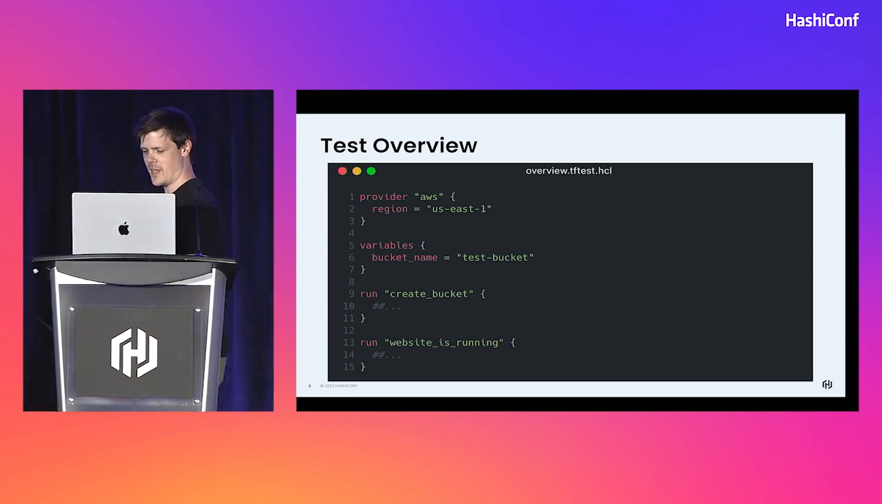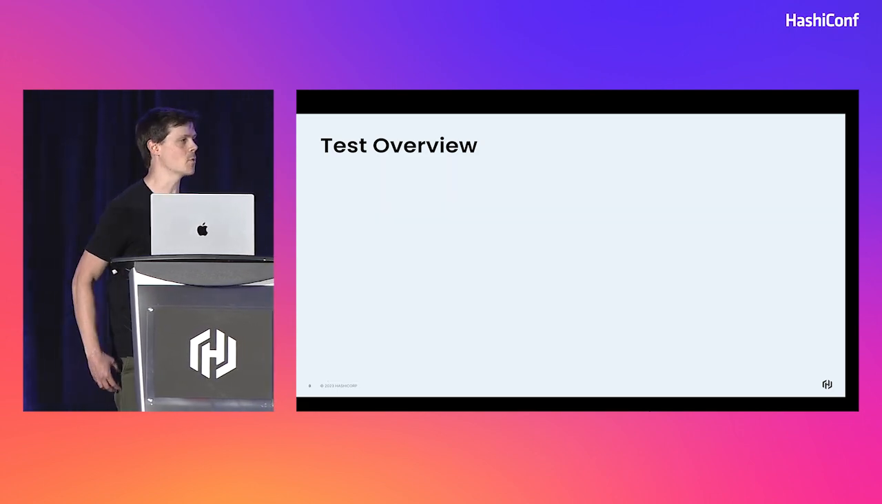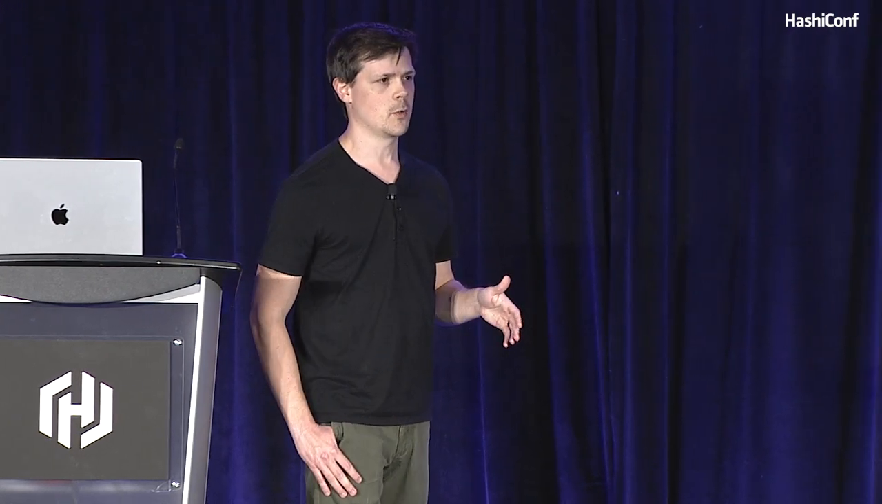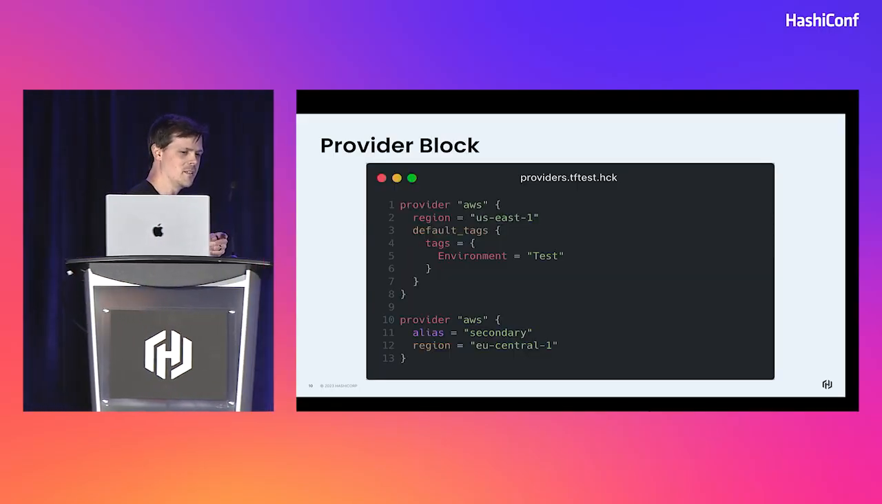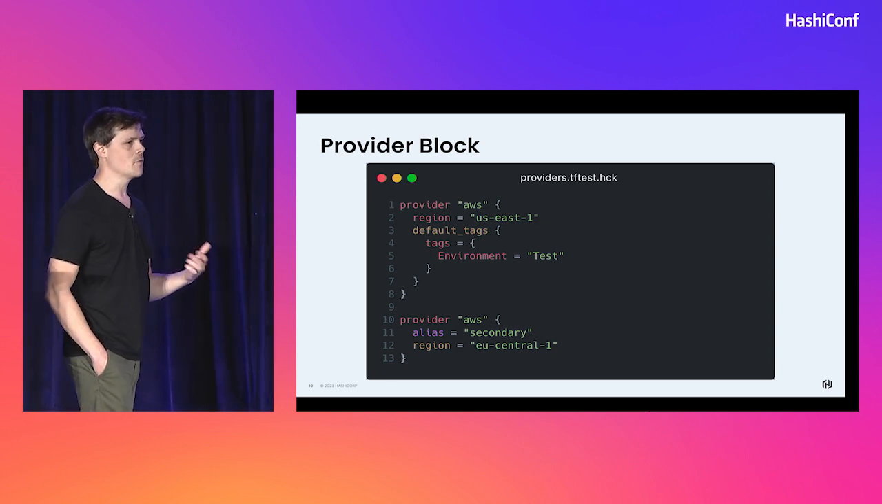We'll go through this. And we're going to start with the first block here, the provider block. Now, this is optional. If you don't provide this, it will actually use the provider information defined in your configuration that you're testing. But in this case, I said I want to run all of my tests in US East 1, no matter where my configuration is configured to run. And right away, there's a couple of use cases I want to highlight here, because I think they're actually really cool. First is overriding some of the provider configuration.